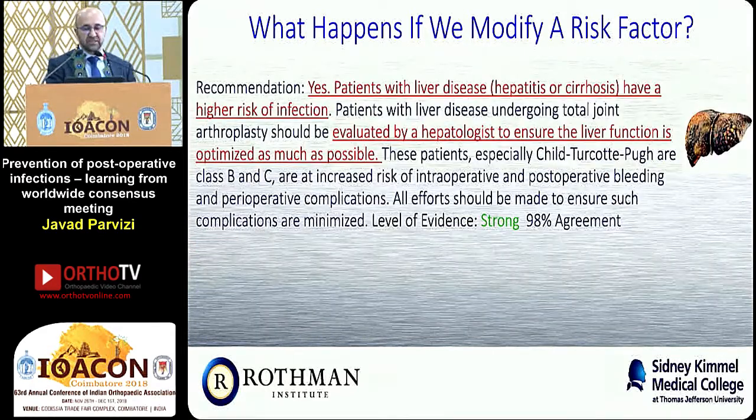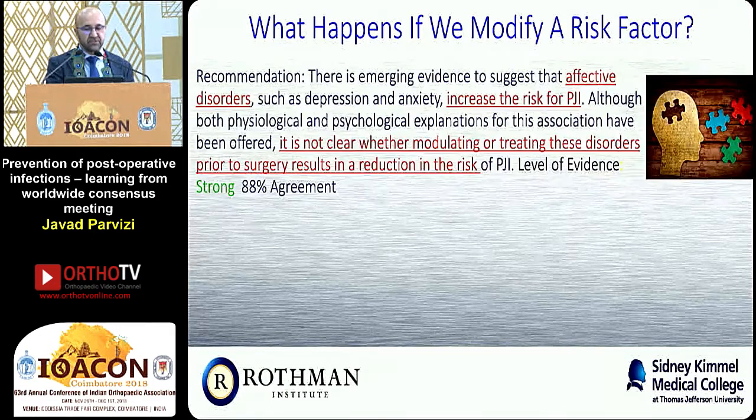Again, 96% agreement. And patients with liver disease, in particular hepatitis, and particularly if that's uncontrolled, are at higher risk of SSI and PJI, 98% agreement. And unfortunately, these patients also are at higher risk of bleeding because of platelet dysfunction.